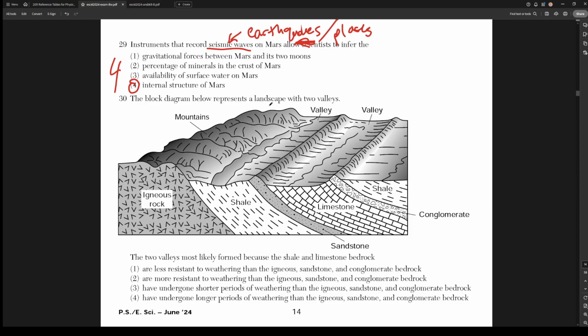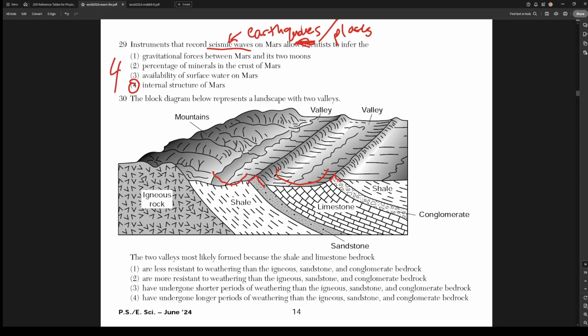The block diagram represents a landscape with 2 valleys. The two valleys most likely formed because the shale and the limestone bedrock did what? Okay, so it's pretty much saying, wow, this question is kind of tough. So the shale and the limestone here are lower, right, than these mountains here.